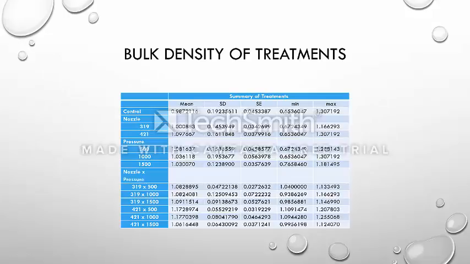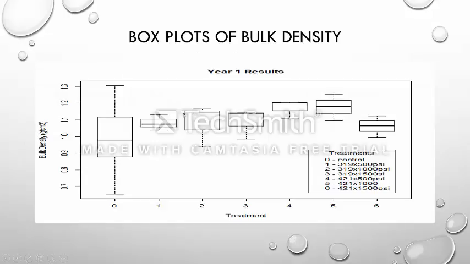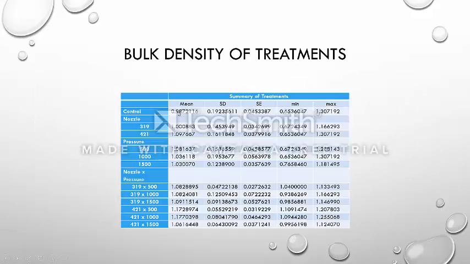We also, this is a summary table of the bulk density of my treatments. This is the mean control of bulk density of my 2 nozzle sizes, my 3 pressures I use, and these are my 6 treatments that I used.